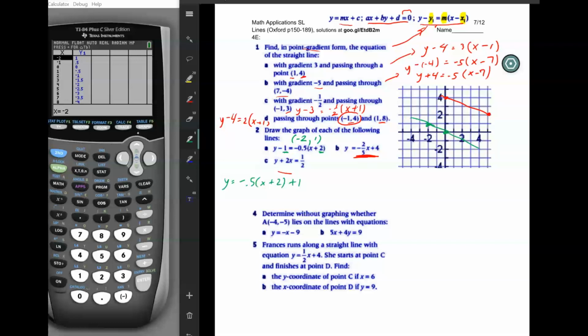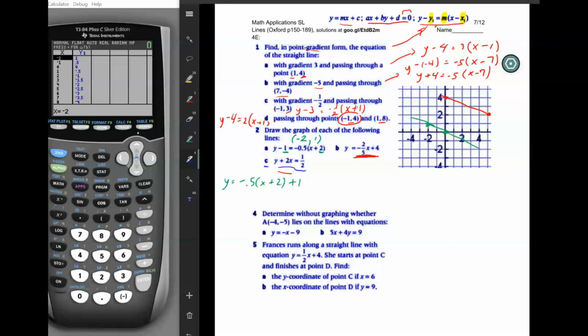And finally, we're going to do part C. And part C is almost in standard form. If 1/2 was on the left side, it would be in standard form. It's not really in any form. It's not in gradient intercept form because y needs to be by itself for that form. It is not in standard form because everything needs to be on the left side and 0 needs to be on the right side for that form. And it is also not in point gradient form.